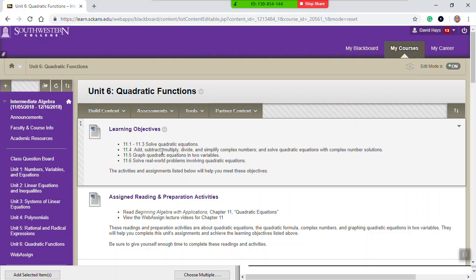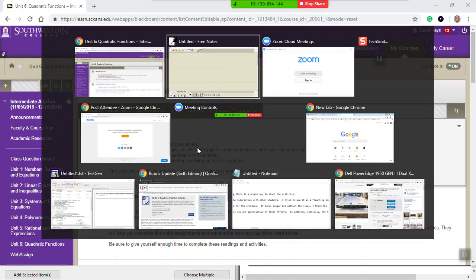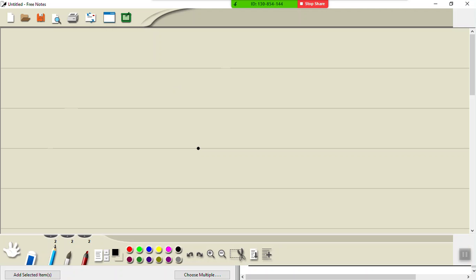Okay. Now this next one talks about adding, subtracting, multiply, divide, and simplify complex numbers, and solve quadratic equations with complex number solutions. So let's talk about that. We have complex numbers, which actually contains the real numbers also.